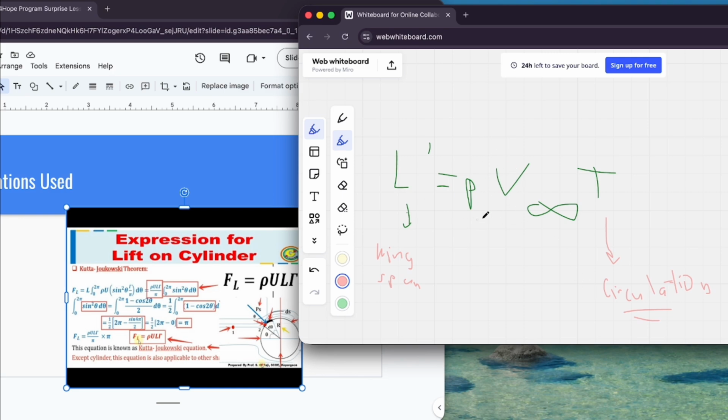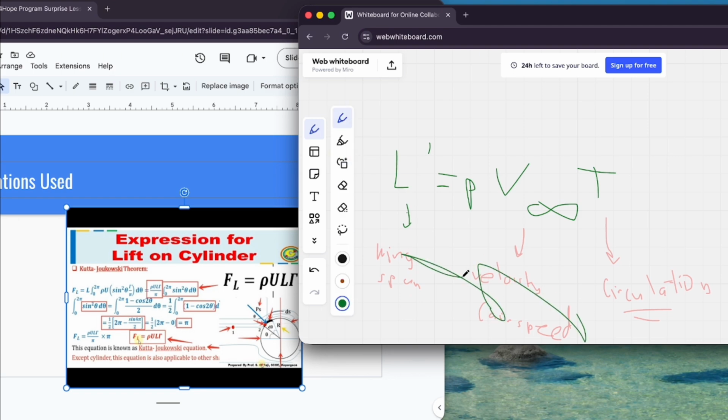The V infinity symbol is the free stream airspeed. You're just finding velocity in this case. Velocity is known to be just the free stream airspeed. So you just have to calculate that as well to find your wingspan. So wingspan. Oh gosh. Let me just okay.